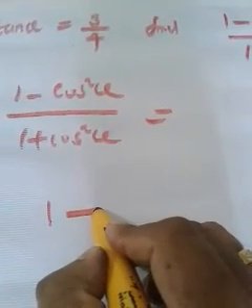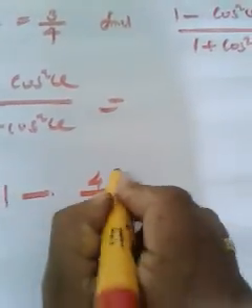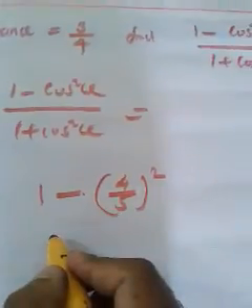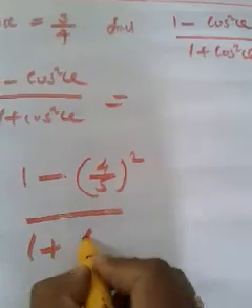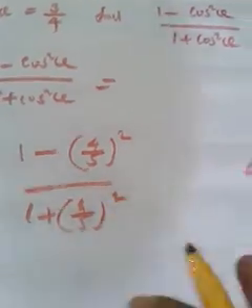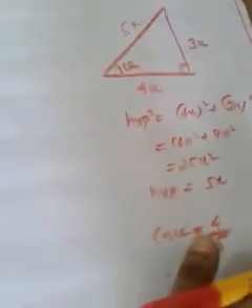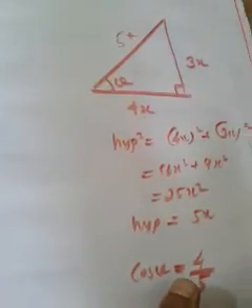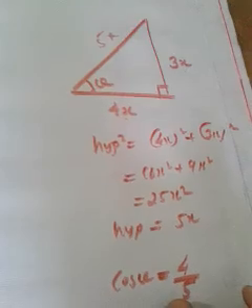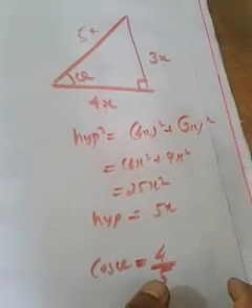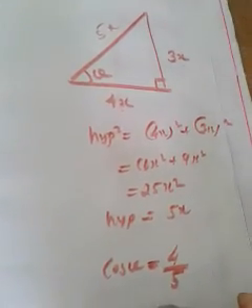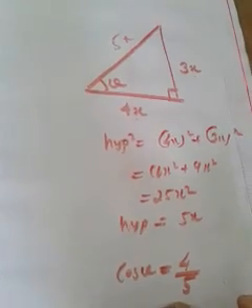1 minus cos square theta. That means cos theta we got as 4/5. So cos square theta will be 1 minus 4/5 all square, and 1 plus 4/5 all square. It is not taking much time. Since it comes under section B, we have to use at least 3 minutes to solve this question, 3 or 4 minutes. Maximum 5 minutes we cannot use because we will not get time that way. So maximum 3 or 4 minutes you can use to solve this kind of problem.